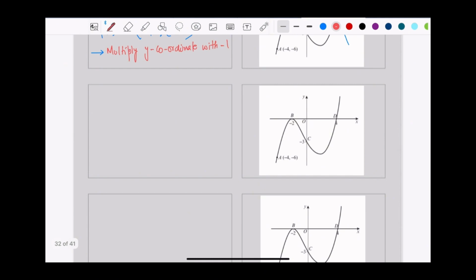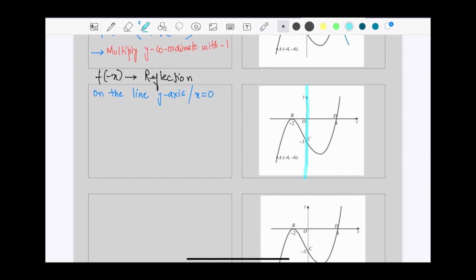Then comes f of minus x. This is a reflection on the line y-axis, or x equals 0. So let me draw the line first. So this is my mirror line now, and if I have to draw the same curve, it will look like this.